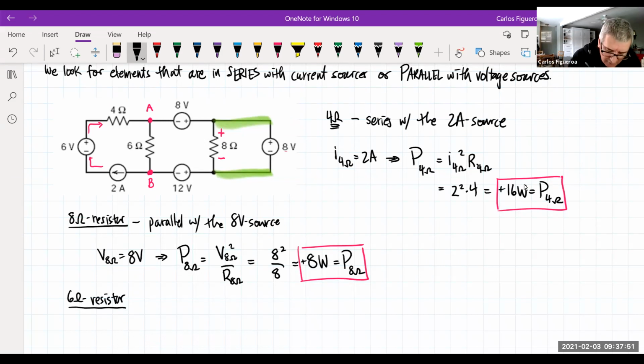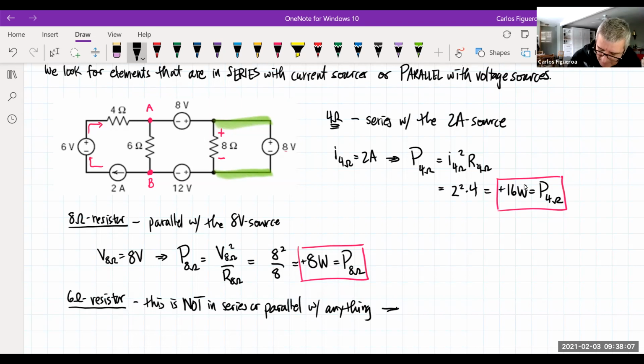So note that this is not in series or parallel with anything. And that's typically when you either have to use KVL or KCL. That's typically what you have to do. And that's almost always the sure sign of having to use KVL or KCL. So the thing that we can do here is one of those things.